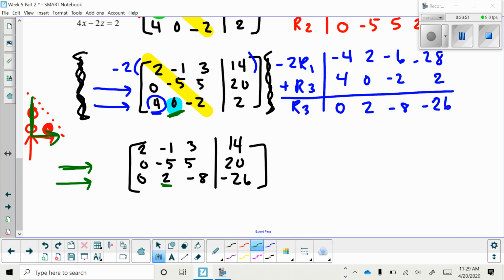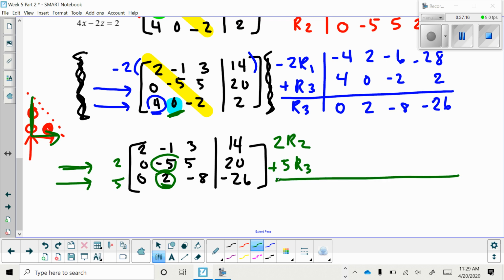I hope you came up with this, multiplying the second row by 2 and the third row by 5, because that will give me a -10 here and a +10 here. So I will do 2 times row 2 plus 5 times row 3. And which row will that be replacing? When I get this answer, it's going to replace which row? Row 3.